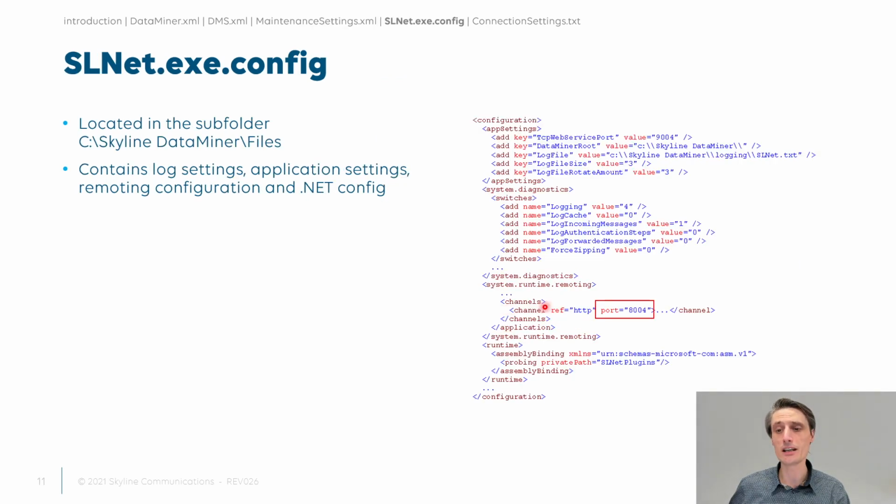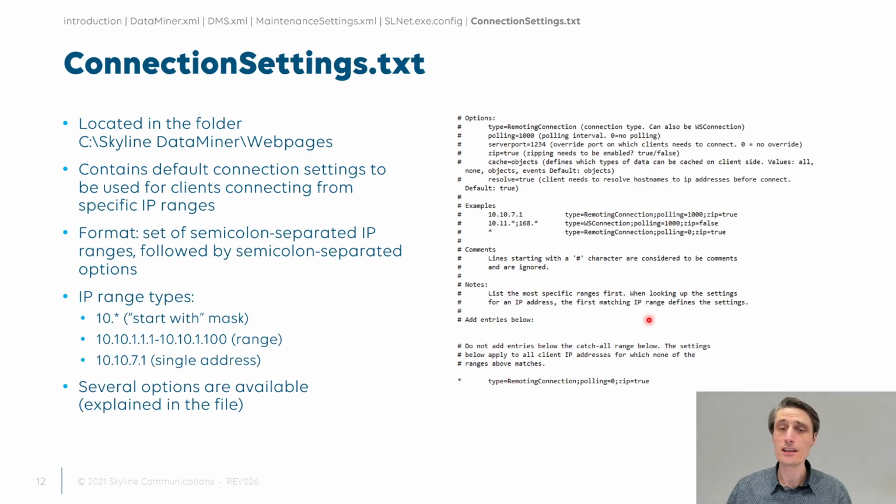The SLNet config contains, for instance, the port 8004 that we need for the .NET remoting communication between the client and the server. So DataMiner Cube connects to that port 8004, but also DataMiner agents underneath each other are using .NET remoting and are using that port 8004. If you want to change that to another port, you can easily do so by changing this 8004 to something else and restart DataMiner. And definitely one I want to mention as the final one is the connection settings.txt.